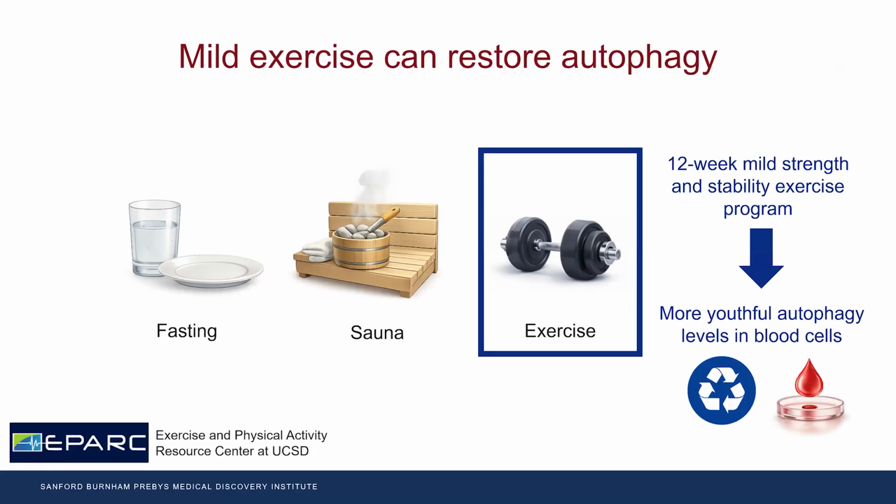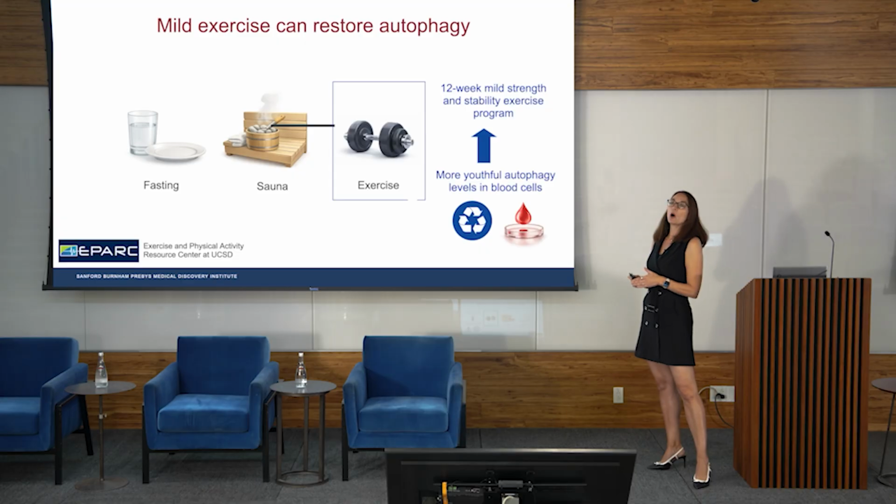Next, now that we can measure this process, we can test whether interventions restore autophagy to more youthful levels. Again, fasting, sauna, and exercise. And we have started doing clinical trials with our partners at UCSD, where we let people undergo a mild strength and stability exercise program for 12 weeks. And we measured their autophagy status in blood before and after. And we could show that this exercise program restored autophagy levels to more youthful levels.